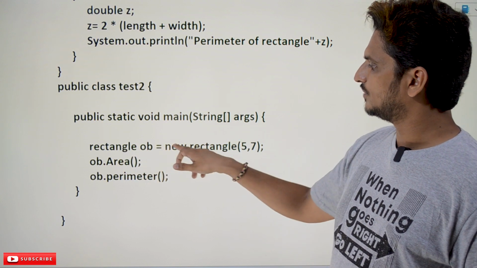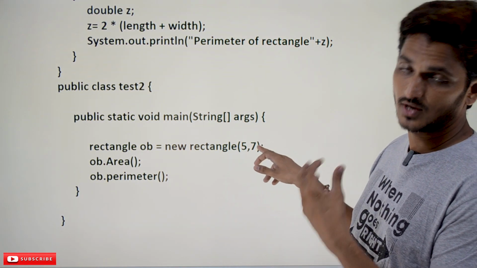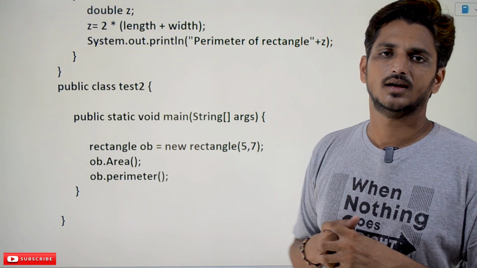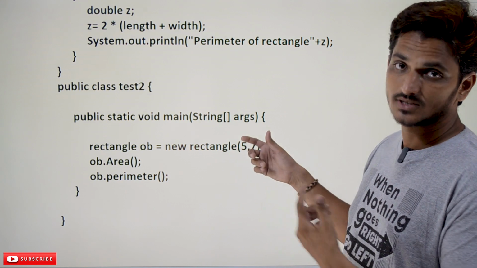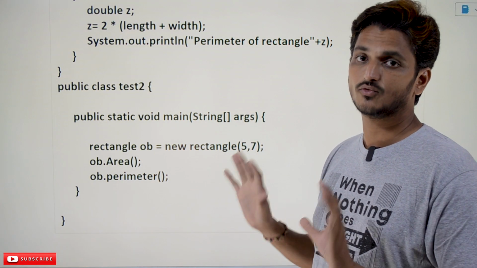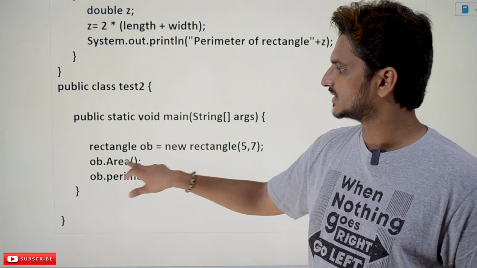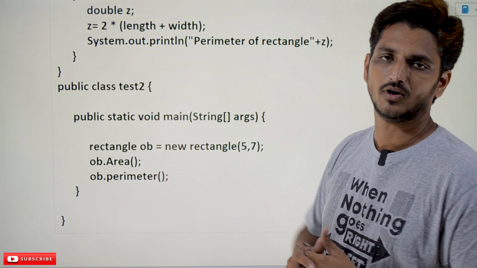Rectangle ob is equal to new Rectangle(5, 7). We are sending the values 5 and 7 to length and width, the instance variables. Rectangle is the constructor which is going to be called. These things were discussed previously, that's why we are not focusing much here. Once you define the object, you can use the methods that are present: ob.areaOf, ob.perimeterOf.